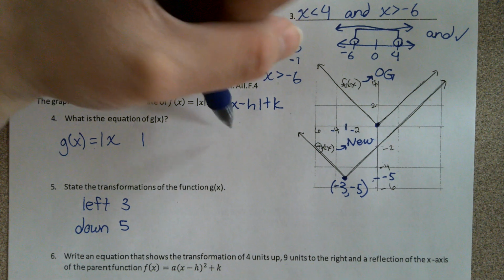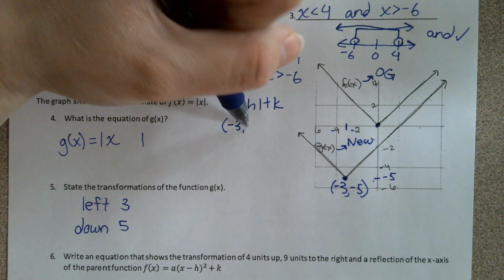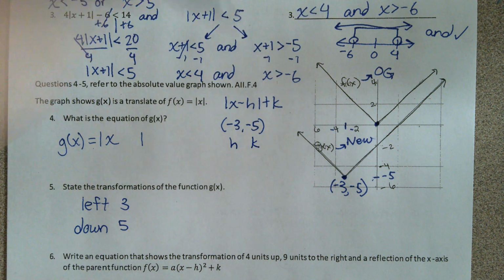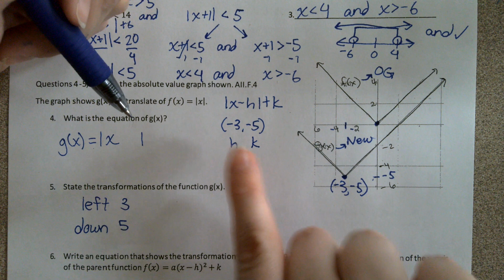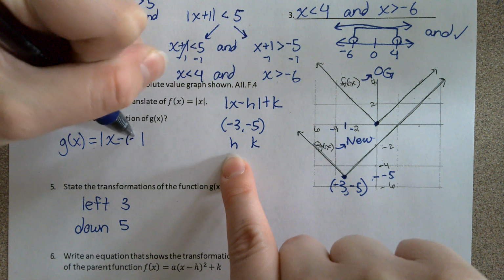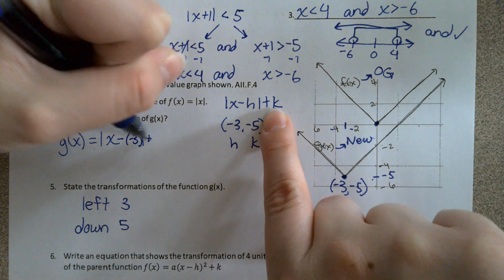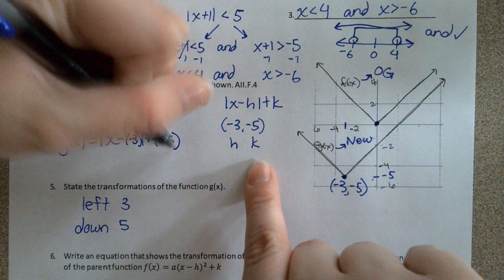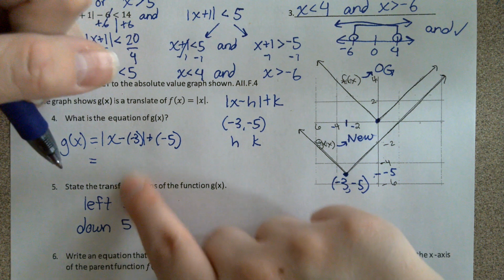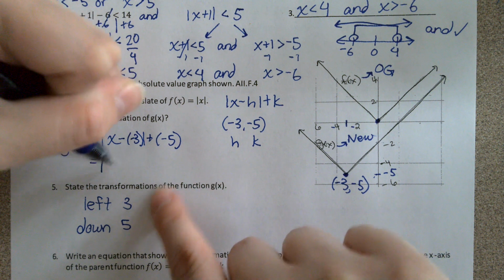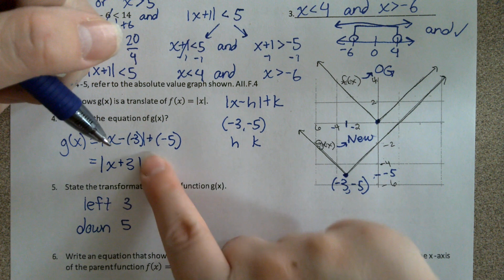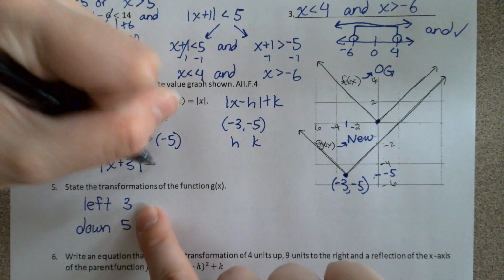H and k come from your vertex, which our vertex here is -3, -5. So h is -3 and k is -5. Remember to be careful here. This is x minus h, and h is -3. Plus k is -5. So if I plug in h and k, this is what I end up with. And then the proper thing to do is to simplify. So I have x minus -3, that becomes a plus 3. And plus -5 is the same thing as a minus 5.